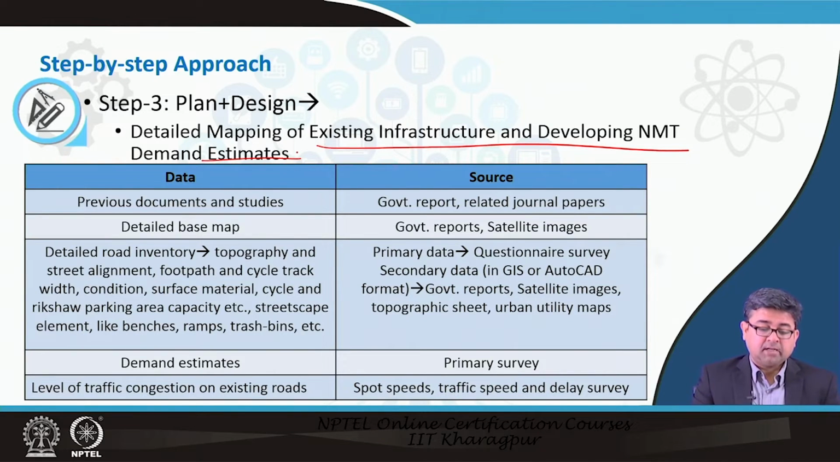So, in order to know that, you have to determine the demand for that, and more or less people do conduct primary surveys in order to estimate that demand. Along with estimating the demand, you also have to have detailed maps of the infrastructure that is available in your cities, right. They can be obtained from different types of, again, primary surveys or existing government reports.